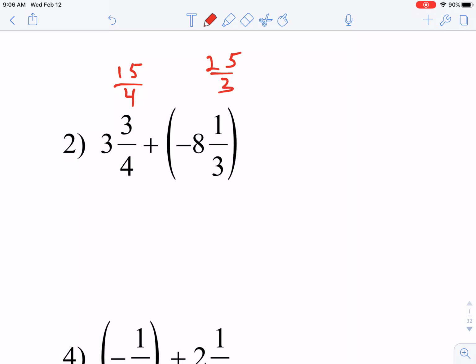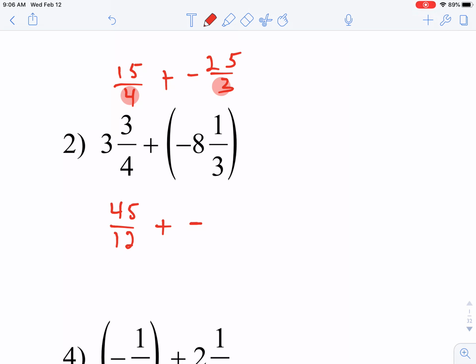The next thing I want to do is make sure that I have a common denominator again because I'm adding. And so for 4 and 3, the common denominator would be 12. So to make 4 equal 12, I've got to multiply by 3. Whatever I do to the bottom, I'm going to have to do to the top. So 3 times 15 is 45. Bring down my plus sign. Don't forget your negative sign.